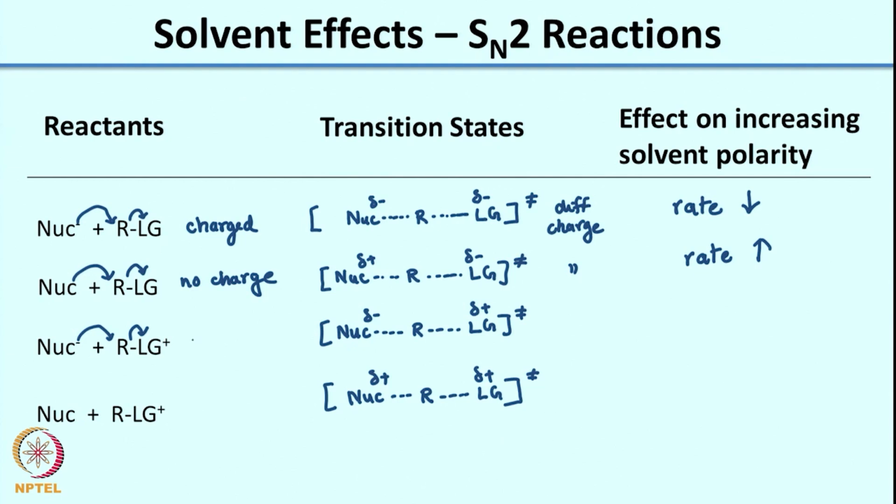In the third case, reactants both are charged, transition state, diffuse charge, again the reactant will be stabilized more, so rate will decrease. And in the last case again, reactant is charged, transition state has diffuse charge, so the rate will decrease. So, now this gives you the general overview of how the solvent polarity can have an effect on an SN2 reaction.